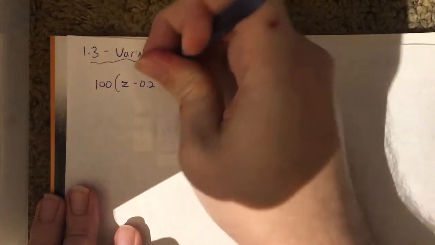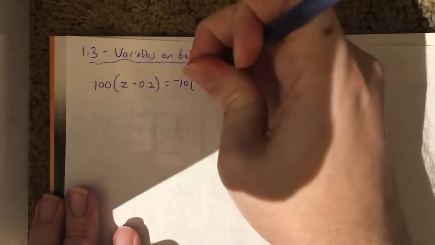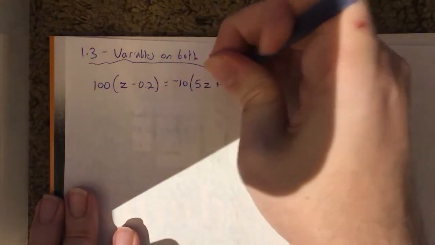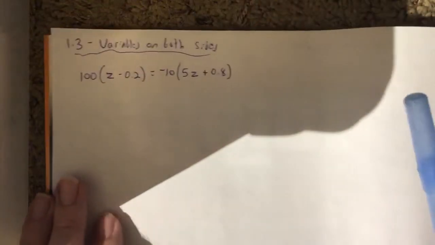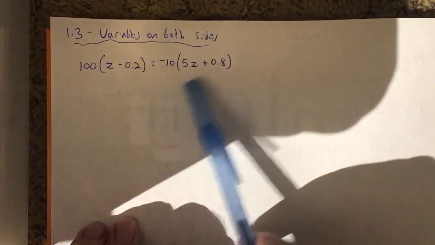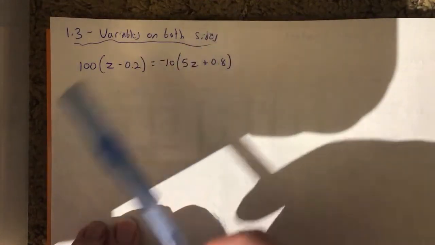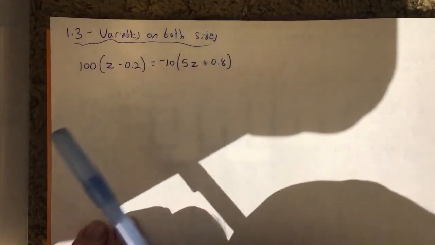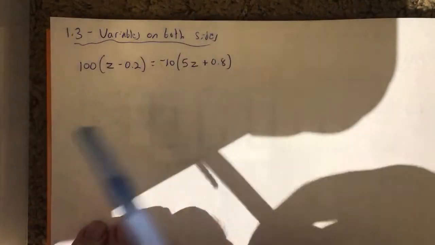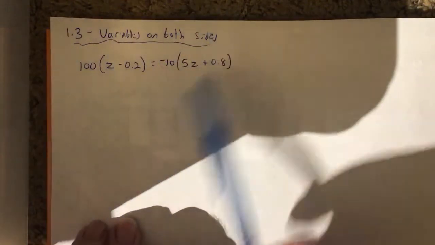So first example, let's say we have 100(z minus 0.2) equals negative 10(5z plus 0.8). So I want to solve for z. Notice I have a z on each side. So whenever I have variables on both sides, I have to follow my order of operations. So I want to clear the parentheses, combine like terms, and then solve like normal.